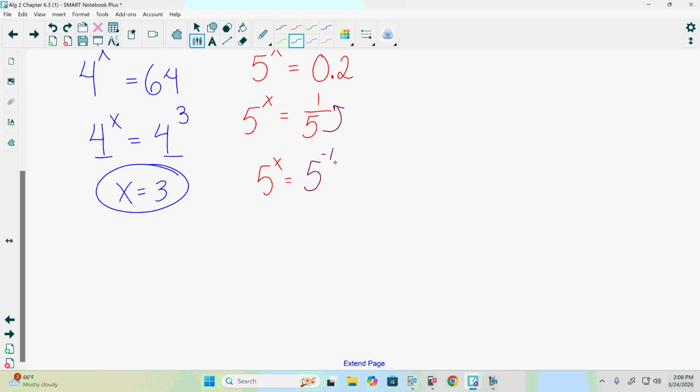Are the bases the same? Now they're both 5. And according to the one-to-one property, it means that the exponents have to be equal also. So the only way I can multiply 5 by itself and get 1/5 or 0.2 is if I multiply it by itself -1 times. We feel comfortable saying that.